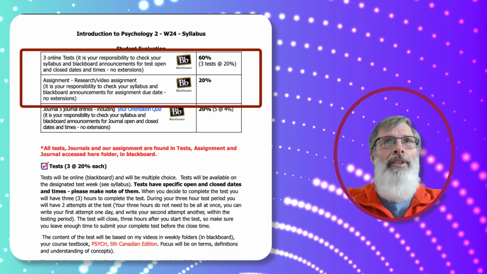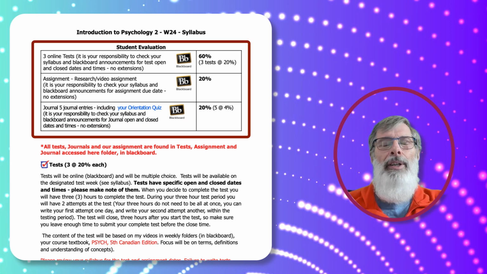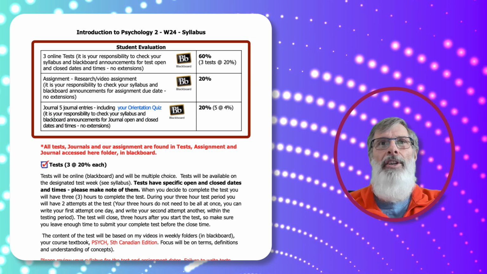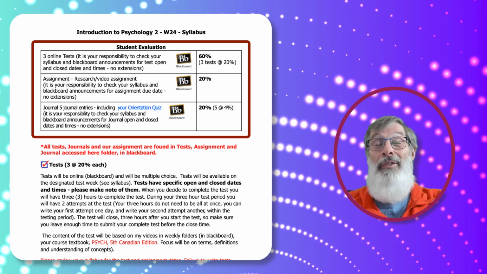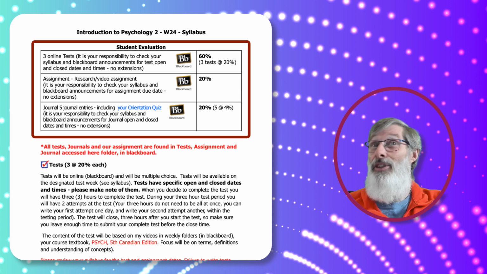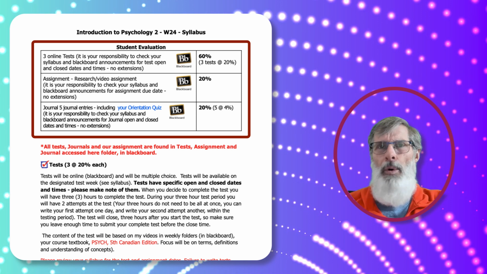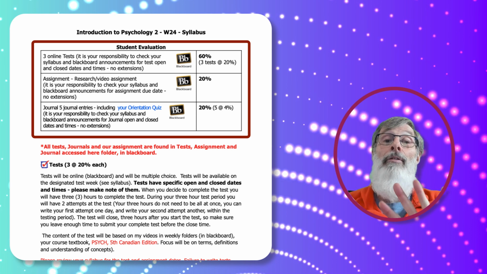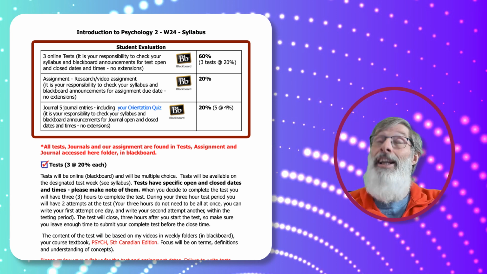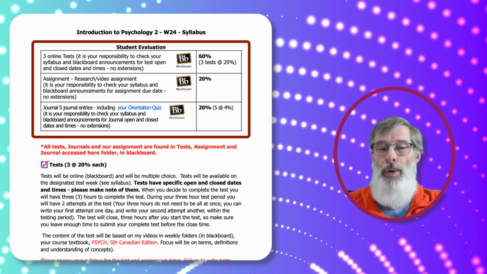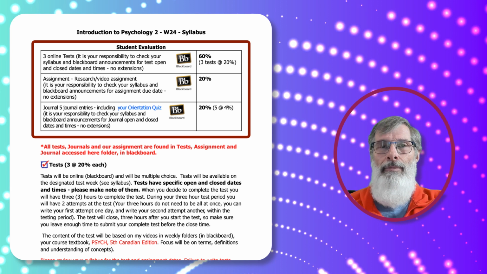Now, here what I've done is just put down the overall breakdown of material for you. Sorry, 60% of the course is 3 tests at 20% each. The assignment that you're going to do is a video assignment, and it'll be worth 20%. And then there are 5 journals, worth 20%, and that includes your orientation quiz. So that's why it's also important to watch that orientation video.